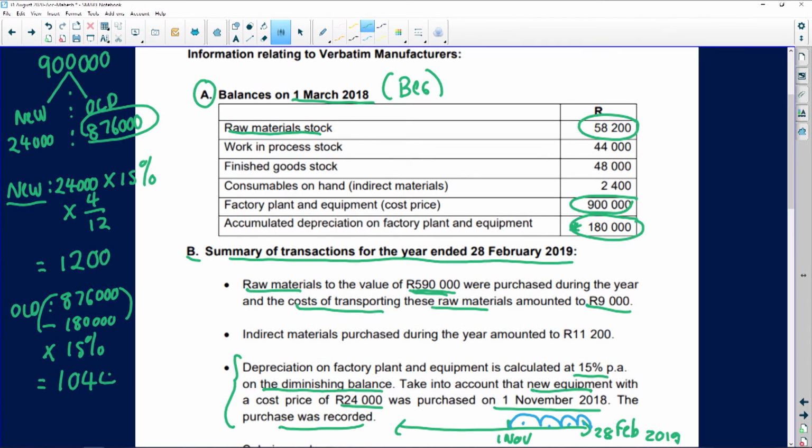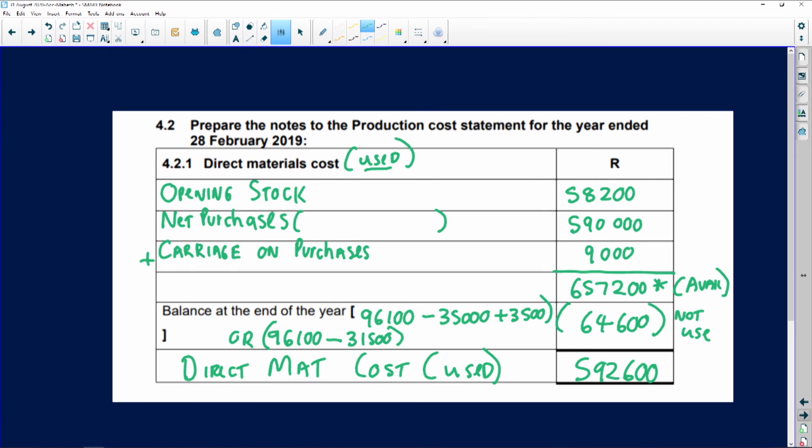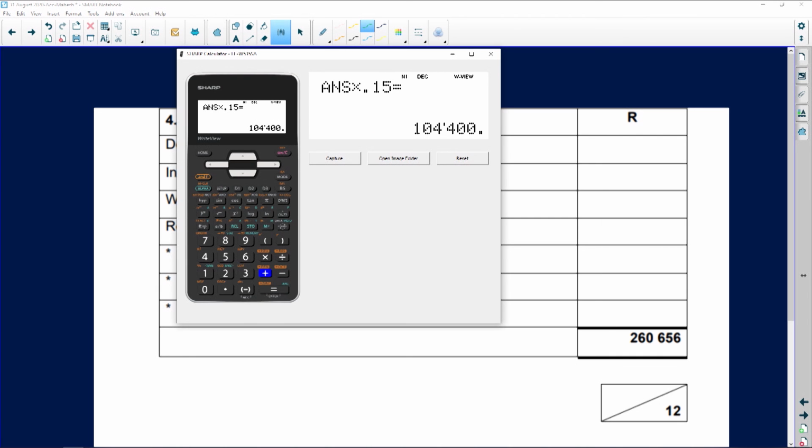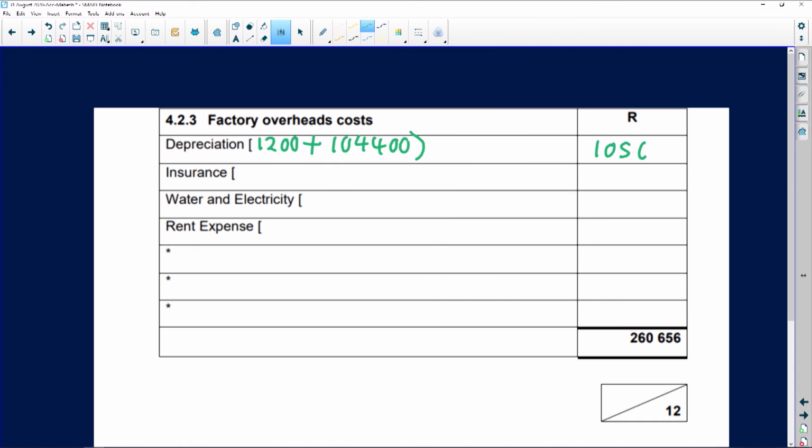So 104,400. Okay, so my total depreciation, remember, would be old plus new. So I just want to show that on the answer sheet now. Okay, so remember 1,200 plus the amount of 104,400, and that should give me a total depreciation amount of 105,600. Okay, right, let's move on.